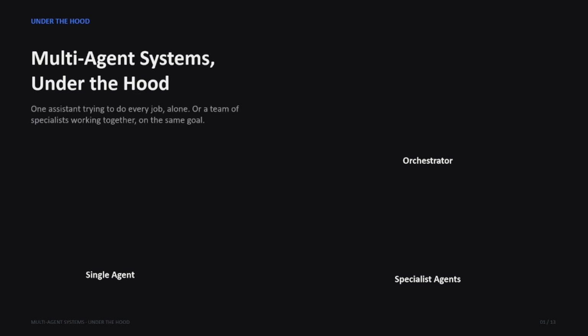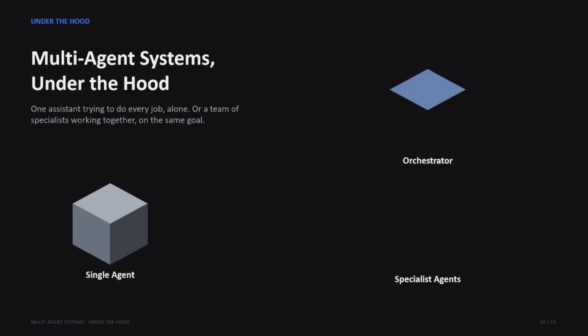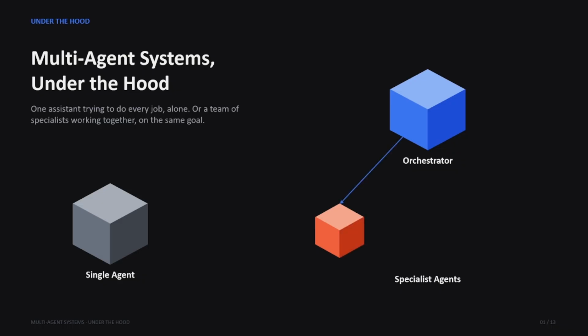Today we are going to understand multi-agent systems. The simple idea is this. Instead of asking one AI assistant to do every job alone, we can create a team of AI agents. Each agent has a focused role like research, writing, checking, or coding. There's also usually a manager called an orchestrator who gives tasks to the right agents and combines their work. So today we will see how this team-based AI system works under the hood.